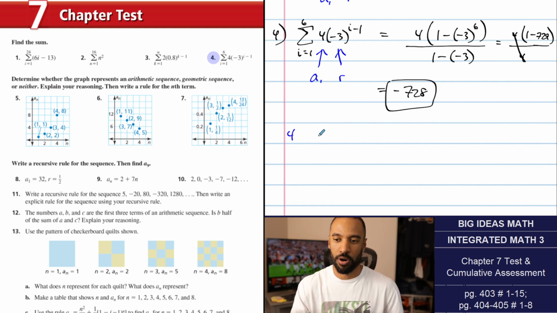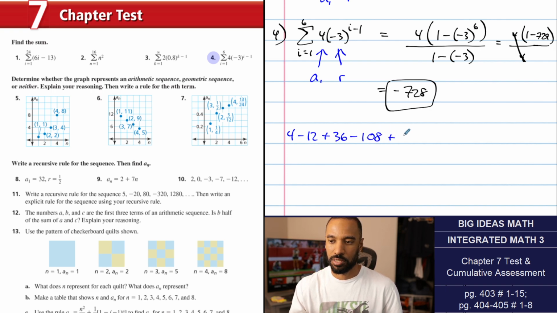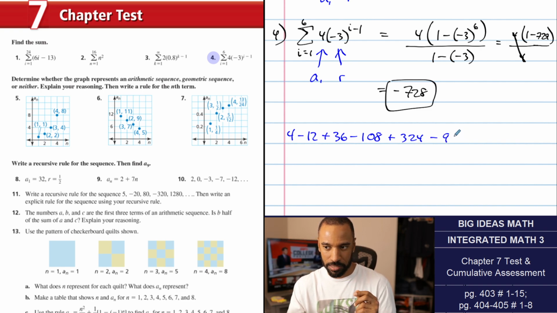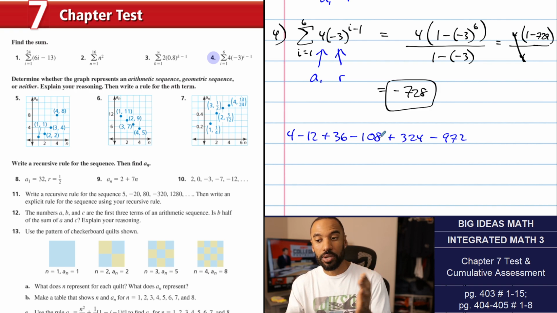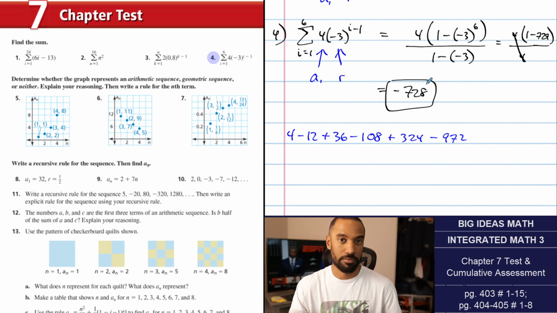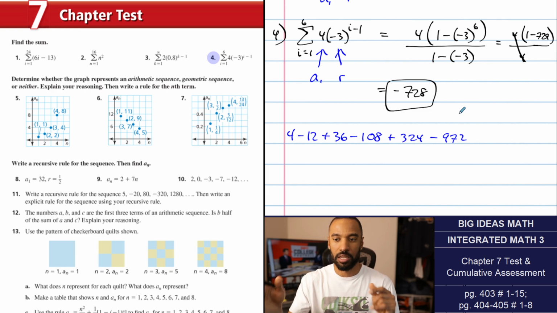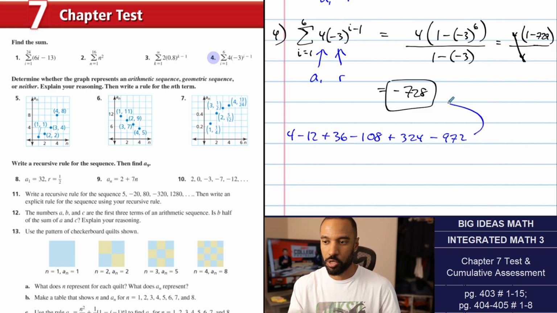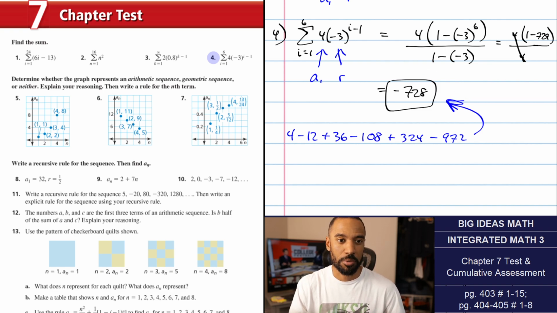The first term is 4, then times negative 3, then times negative 3, times negative 3, times negative 3, times negative 3, 972. You're computing all of these together and you get negative 728. Does it make sense the number's negative? Yes, it does, because the last number we subtracted was negative and it's the biggest of them all, after swinging positive to negative, etc. So it does make sense that we actually get there. To me, I believe in the answer, and the formula seemed to work out.